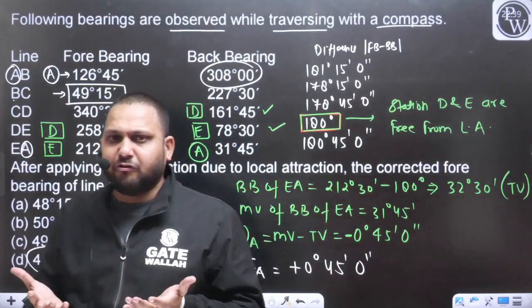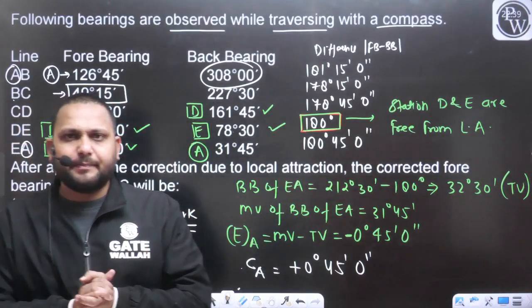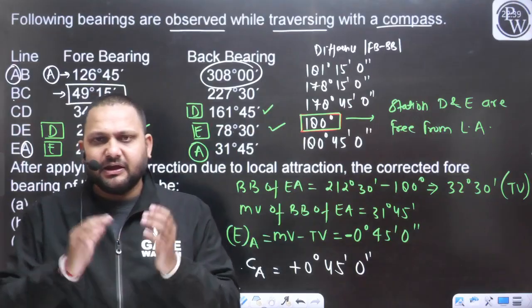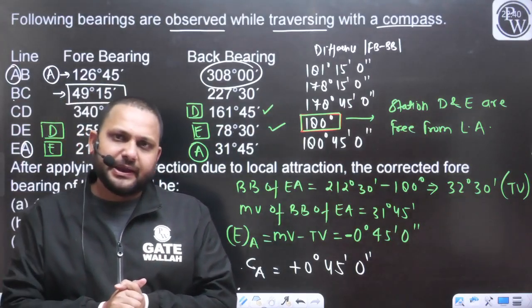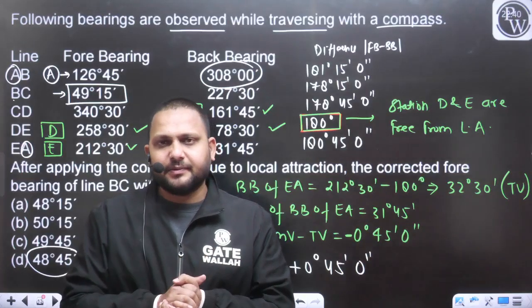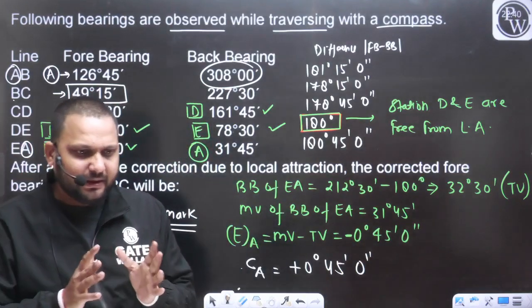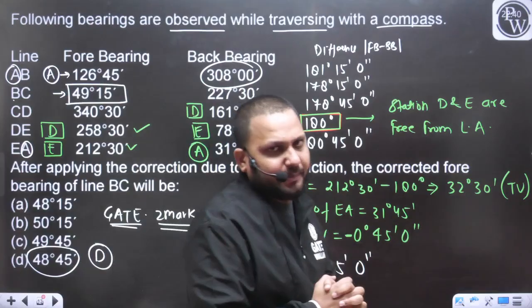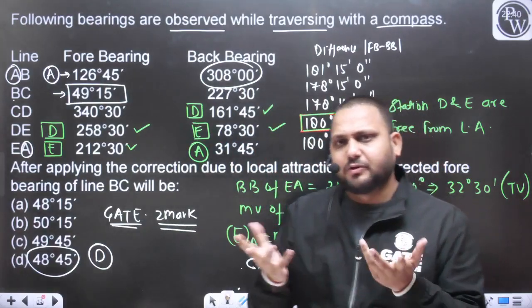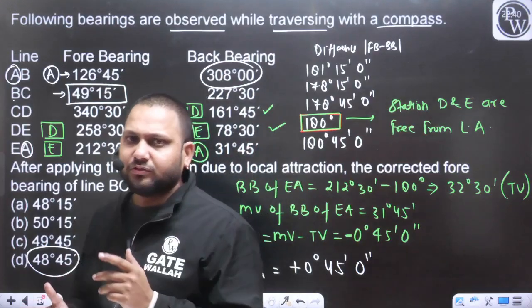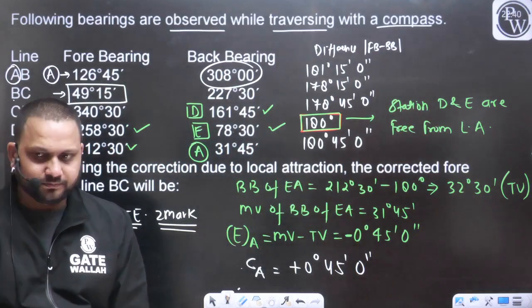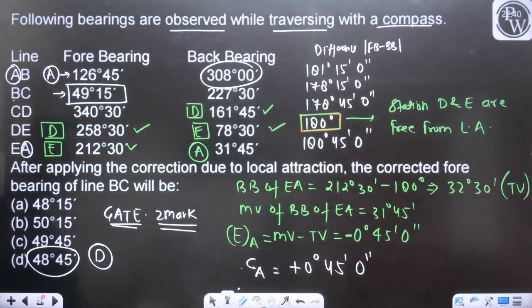If we know the forebearing, we can calculate the back bearing. If we know the back bearing, we can calculate the forebearing. With the help of this concept, that the difference of the forebearing and back bearing of any line will be equal to 180 degree, we have used that same concept.